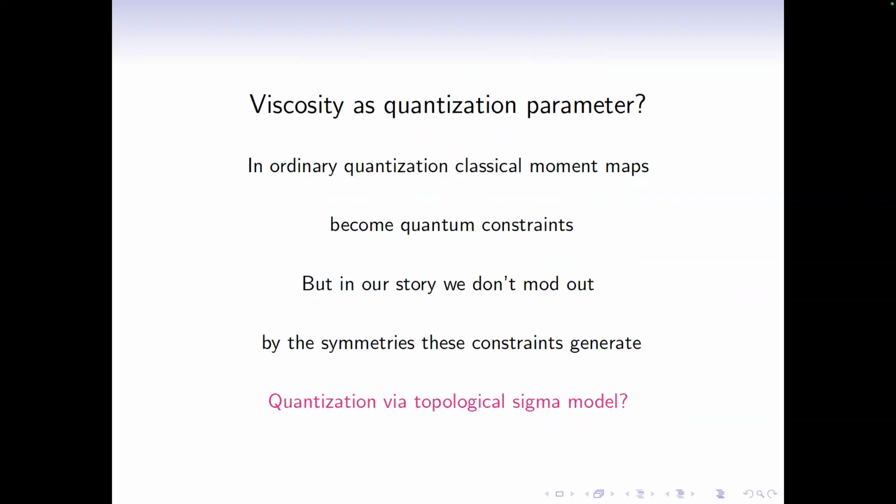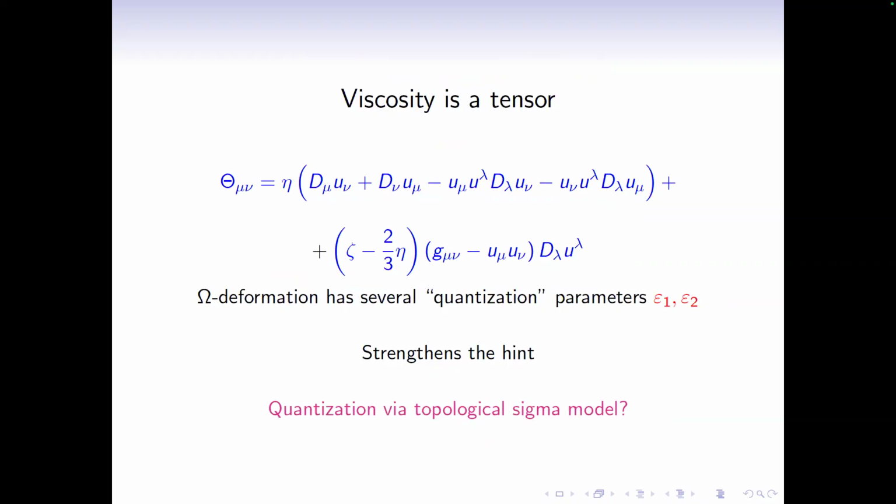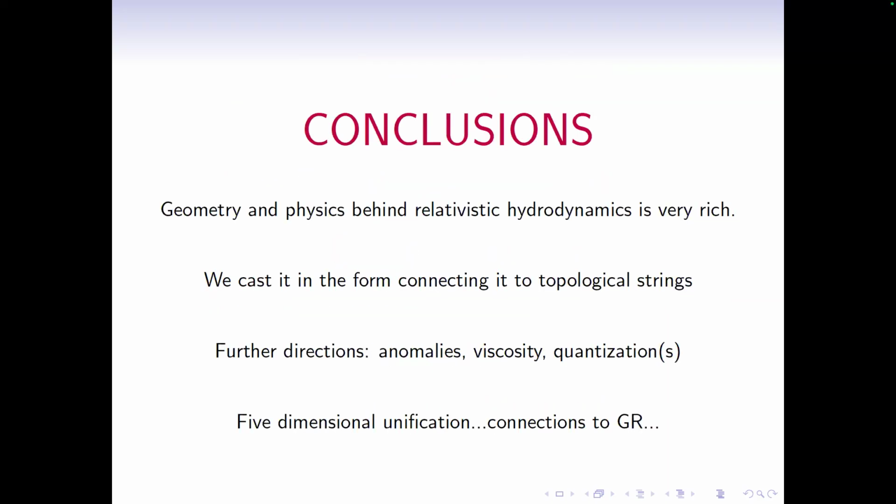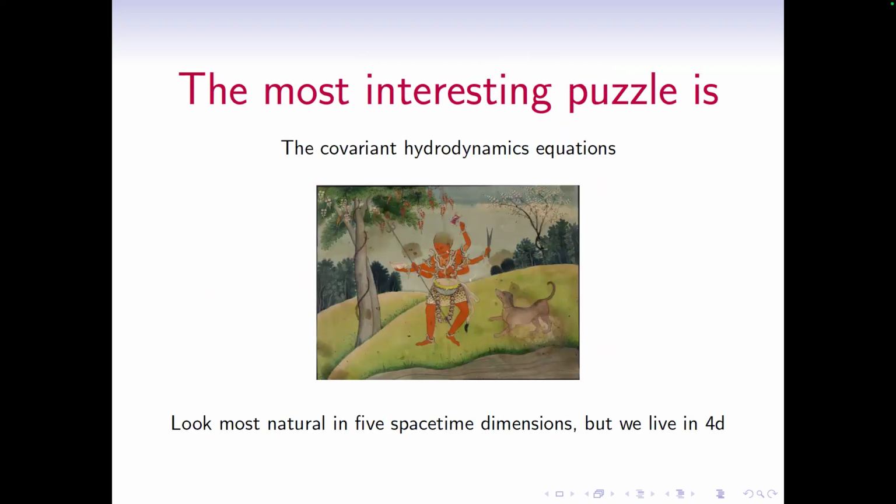There are some things about other topics, including viscosity and the quantization, which maybe some other time. So this is another souvenir from India. The most interesting puzzle from this discussion is that it looks like the most natural place for covariant hydrodynamics is in 5 space-time dimensions, but we live in 4. And so why is that? Well, there's an answer in Hinduism, which I will tell you if you ask me after the talk. Okay. Thank you very much.